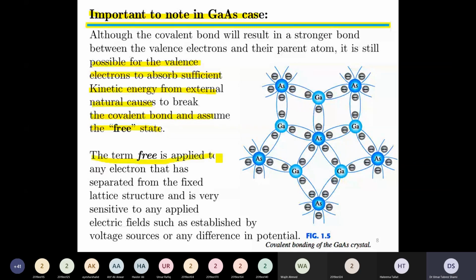The term free is applied because the electron has separated from the fixed lattice structure and is very sensitive to any applied electric field, such as that established by voltage sources or any difference in potential. In fact, this is the process by which we get current, that we apply an external EMF, electromotive force.